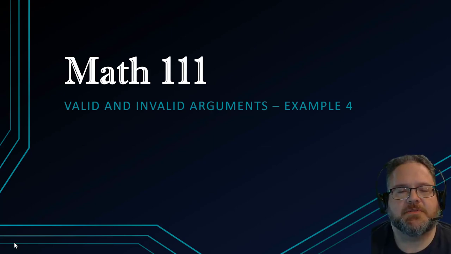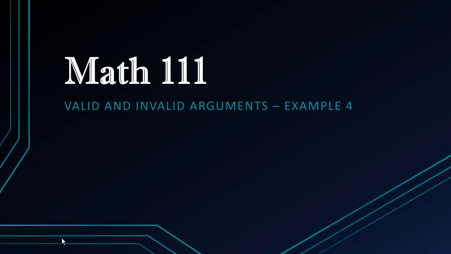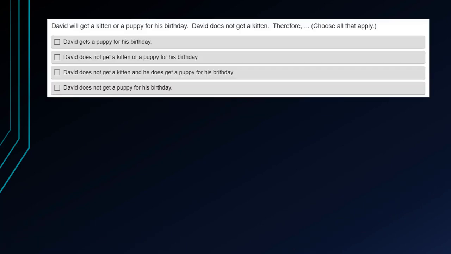In example 4, you're going to be given the conditions of an argument, and you're asked to provide the statement that would make the overall argument valid. So in this question here, David will get a kitten or a puppy for his birthday. David does not get a kitten, therefore choose all that apply.